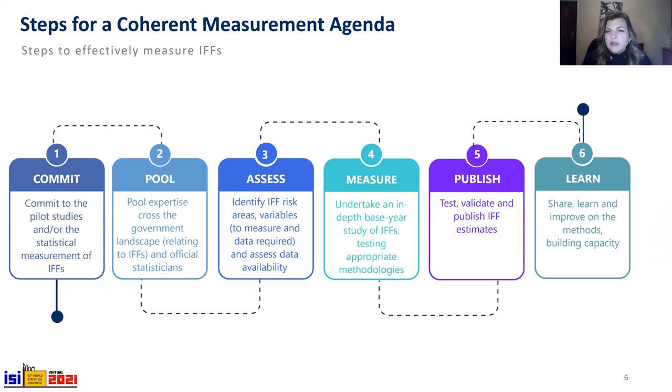Then once you've tested and validated the data, it's important to actually publish the estimates. We're sure that in the first round of the pilots, a lot of this information will remain confidential, but available for learning purposes. And the final step is to really share and learn and improve on the methods that are available and build capacity, not within the pilot countries only, but within the broader global framework.